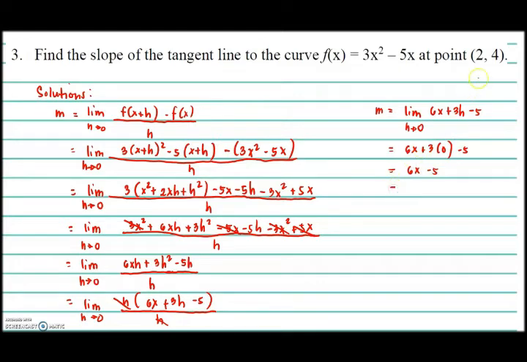Now remember, okay, the tangent line to the curve at point (2, 4). So your x there is 2. So you plug in 2 to x. So you have 6 times 2 minus 5. That is 12 minus 5. So your slope is 7.